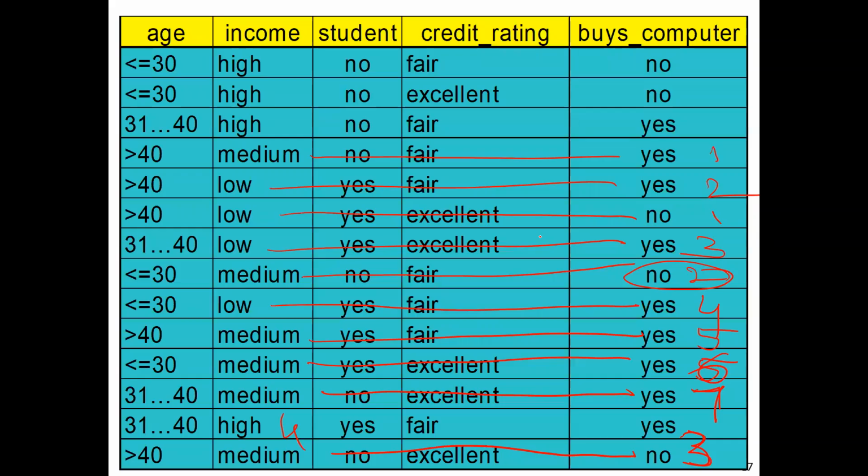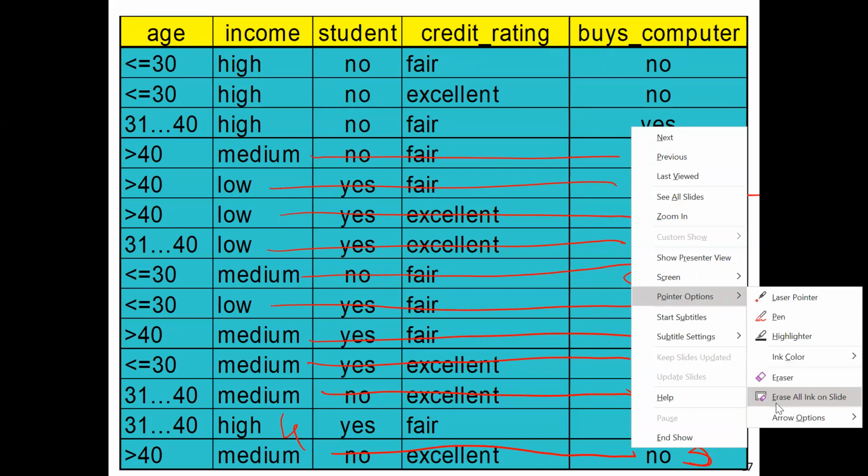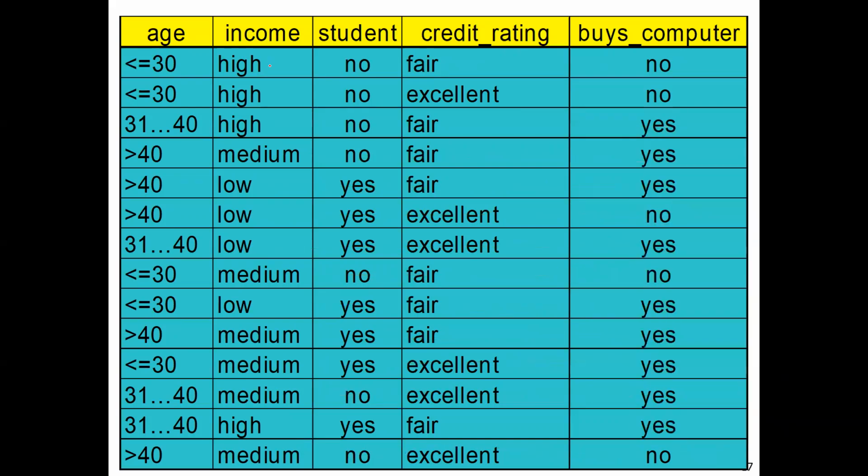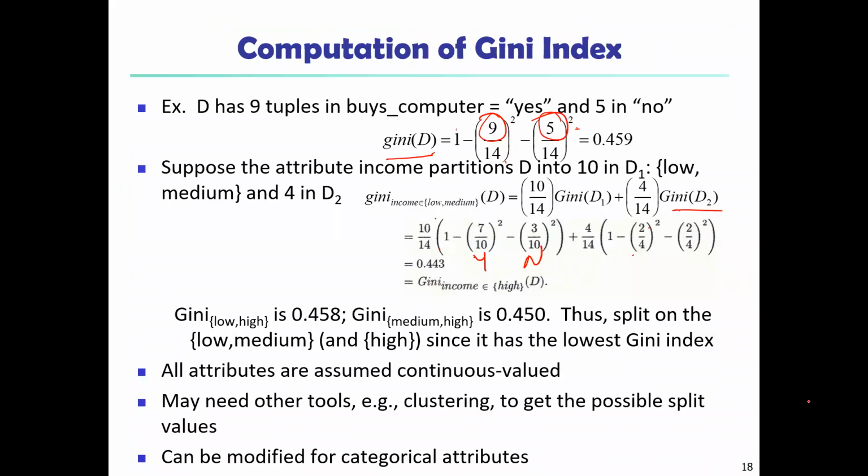Now we'll find for the high values. No's 1, 2, 1 yes, high here. 2 yes are there, 2 no's are there. So see here, 2 no's, 2 yes. We found like this, and the value we got is 0.443.